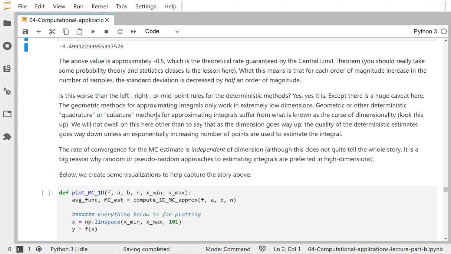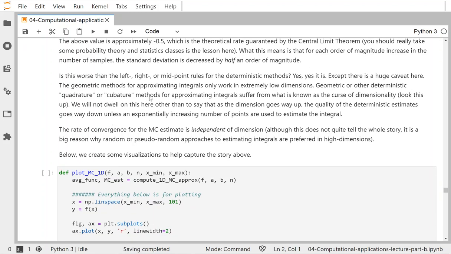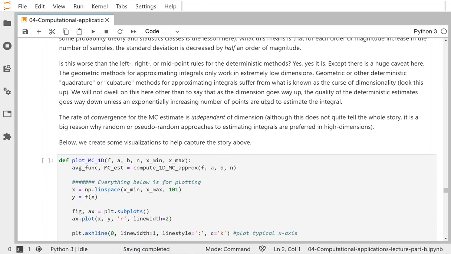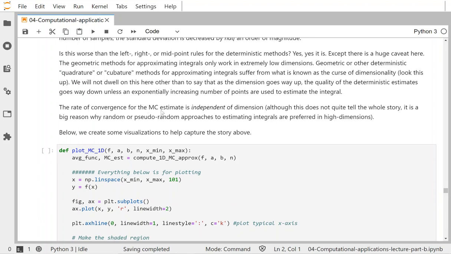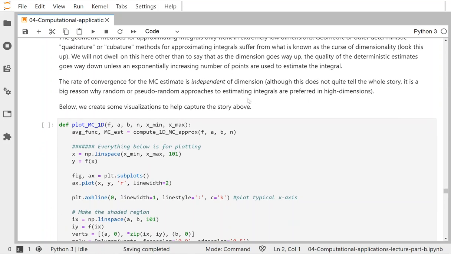What is the curse of dimensionality? We will not dwell on this here other than to say that as the dimension goes way up, the quality of the deterministic estimates goes way down unless an exponentially increasing number of points are used to estimate the integral. However, the rate of convergence for the MC estimate is independent of dimension. However, this doesn't quite tell the whole story. It is a big reason why random or pseudo-random approaches to estimating integrals are actually preferred in high dimensions. But we won't dwell on this here.